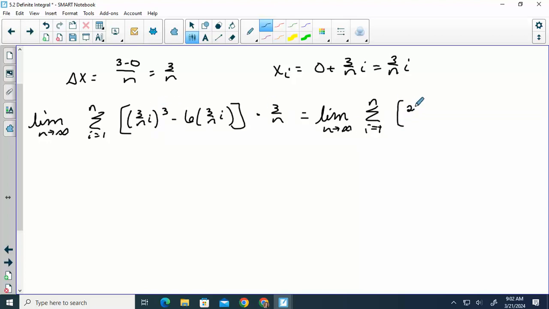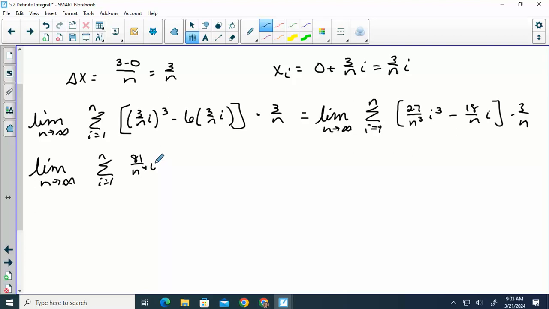So that gives us 27 over n cubed i cubed minus 18 over n i. This is all still times 3 over n. And you can simplify in fewer steps if you're comfortable with that. Over n to the 4th i cubed minus 54 over n squared i.